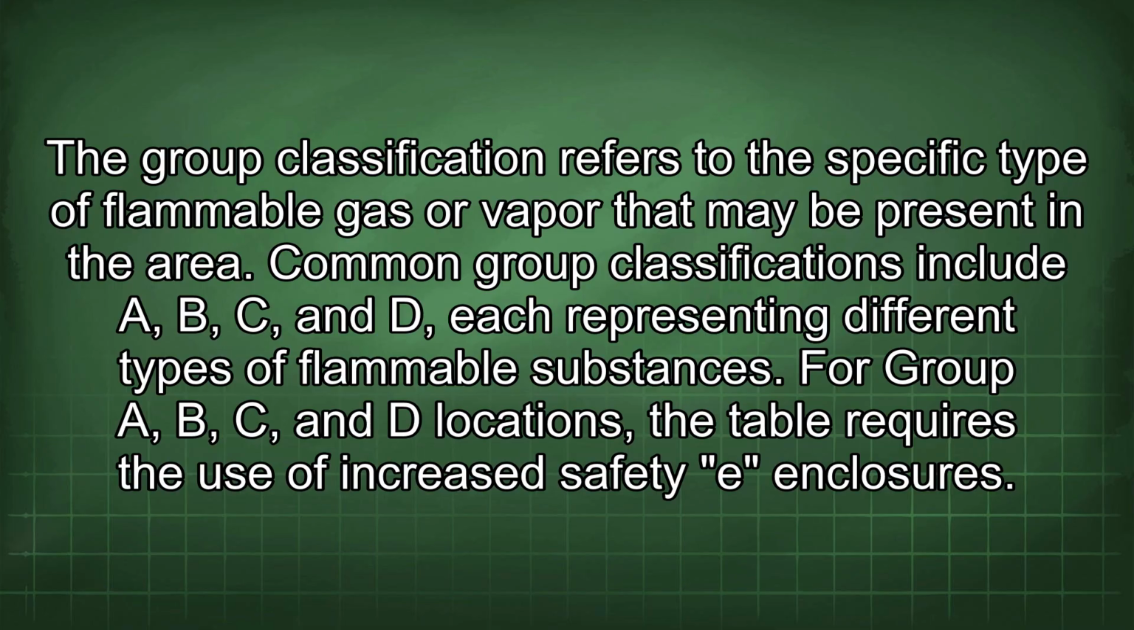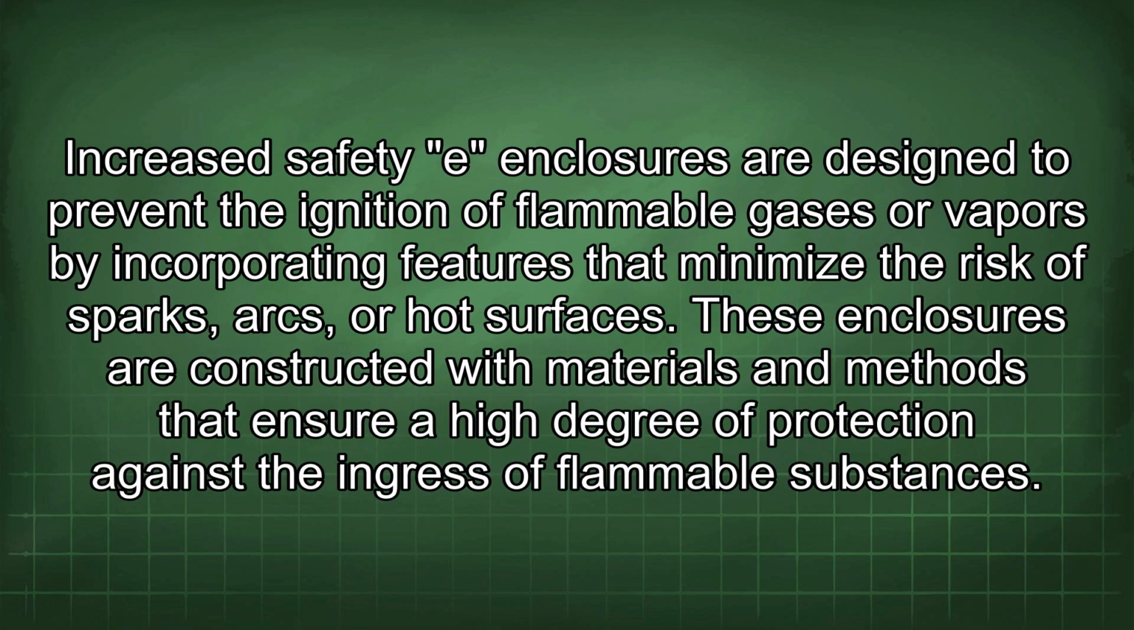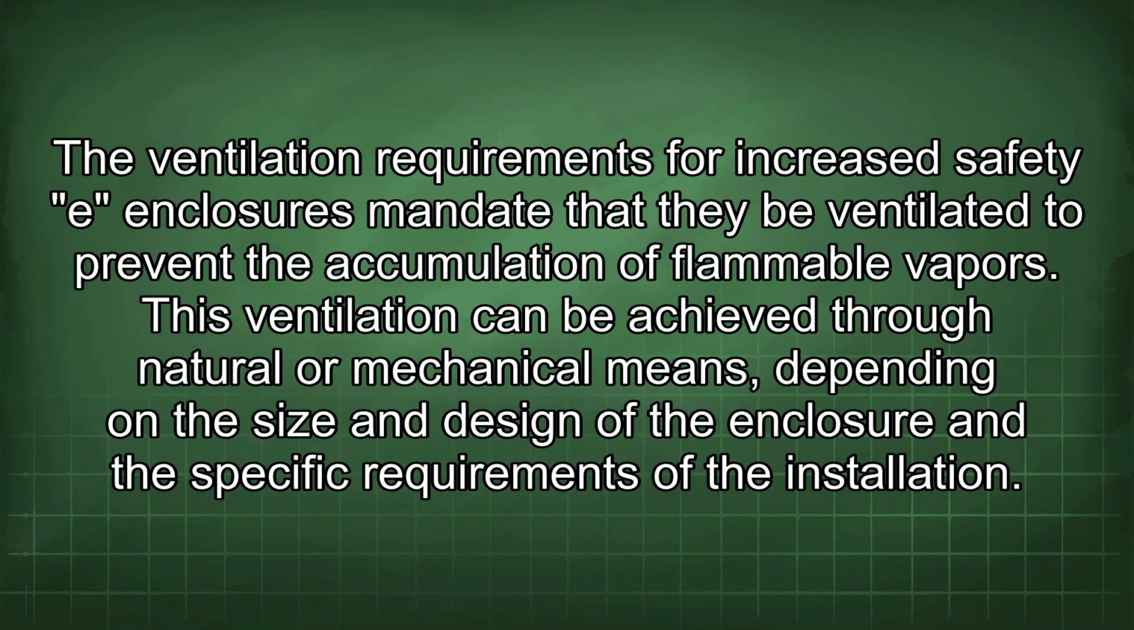For group A, B, C, and D locations, the table requires the use of increased safety enclosures. Increased safety enclosures are designed to prevent the ignition of flammable gases or vapors by incorporating features that minimize the risk of sparks, arcs, or hot surfaces. These enclosures are constructed with materials and methods that ensure a high degree of protection against the ingress of flammable substances. The ventilation requirements for increased safety enclosures mandate that they be ventilated to prevent the accumulation of flammable vapors.